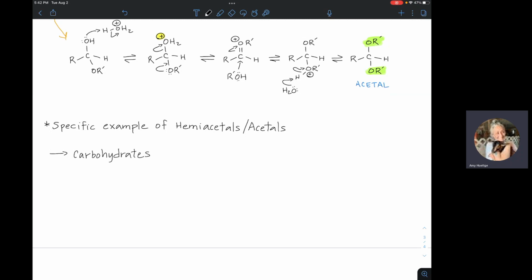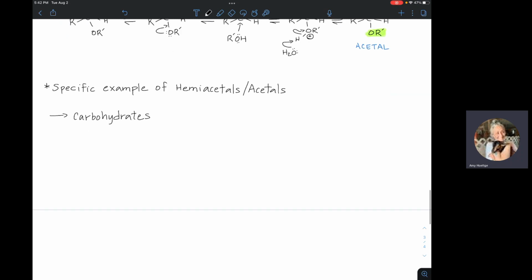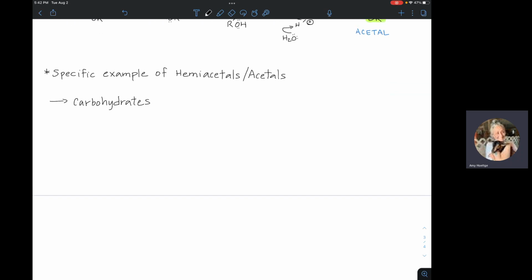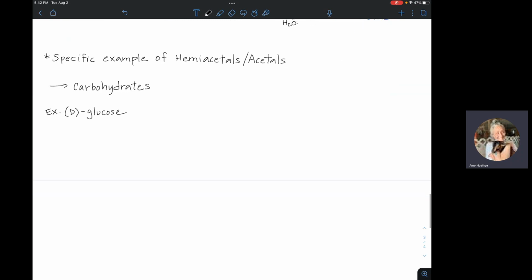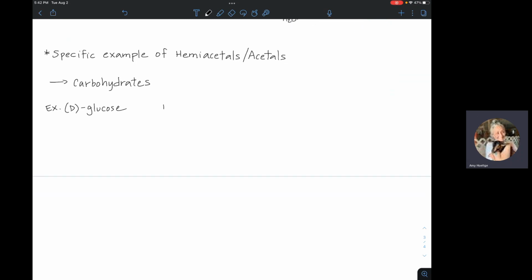I can have my sugar, I can have a monosaccharide like D-glucose in its open chain form. So for example, I could have D-glucose, draw this out for you. So glucose is an aldehyde in its open chain form. It's a hexose, so there are 6 of these carbons.